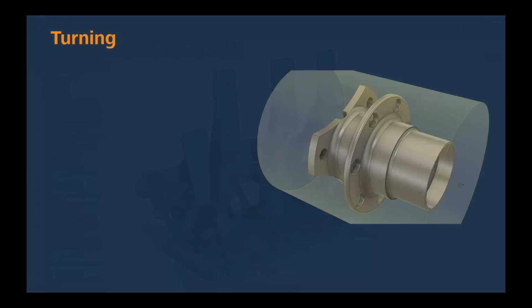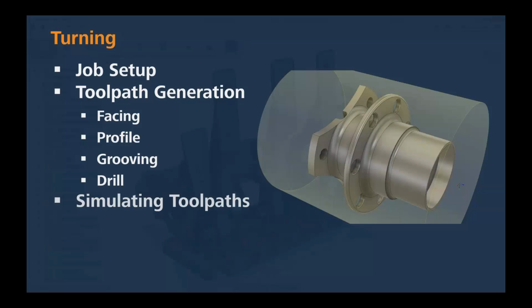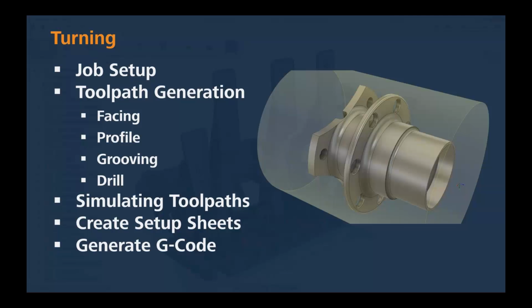Okay, so the next feature that I want to show you inside of Fusion 360 is the turning capabilities. So not only do we have milling, but we also have turning capabilities. In this instance, I'll show you how you can quickly create a job setup. You can generate toolpaths, including facing, profile, grooving, and drill operations. We'll look at simulating our toolpaths, creating a setup sheet, and then generating some G-code as well.